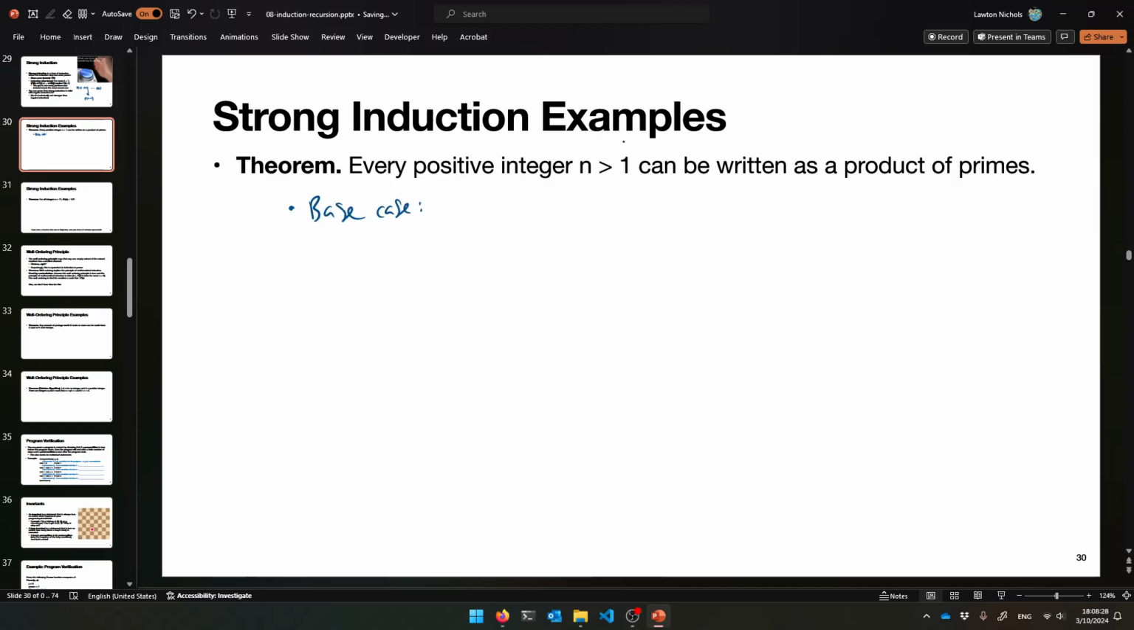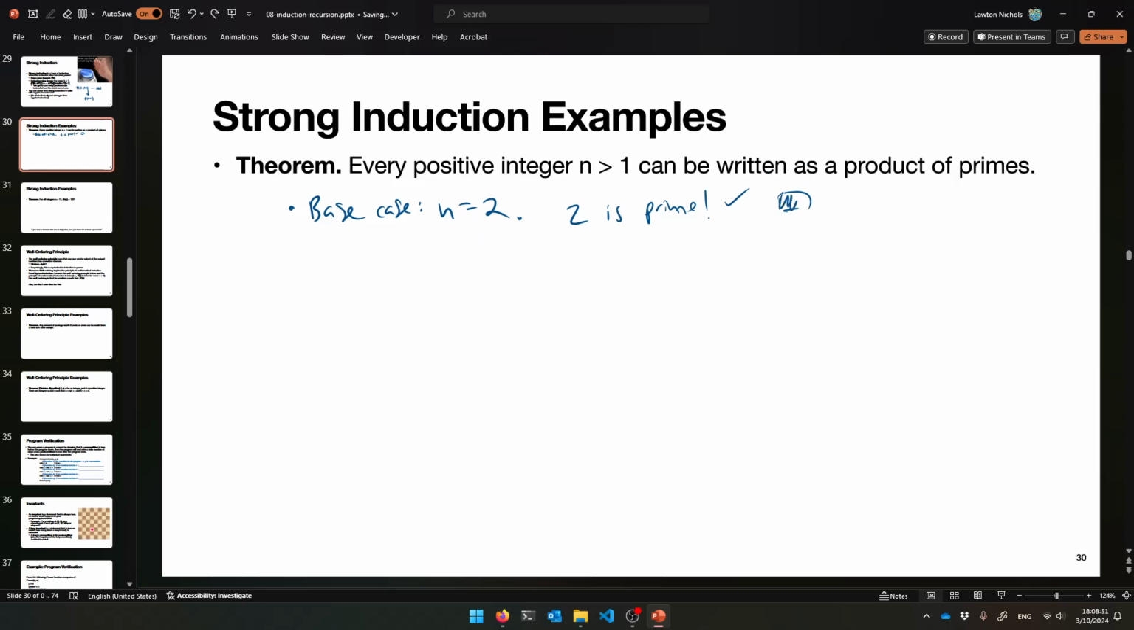Base case, inductive step. So again, this is a predicate. The first number that it applies to is the number 2, right? That's the first thing bigger than 1. So that's the first integer. So let's say that n is 2. I have to show that 2 can be written as a product of primes, right? Well, 2 itself is prime. It already is a product of primes. So check, QED for the base case.